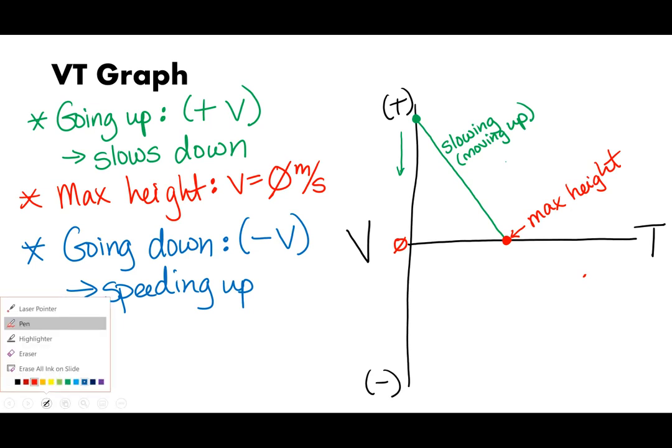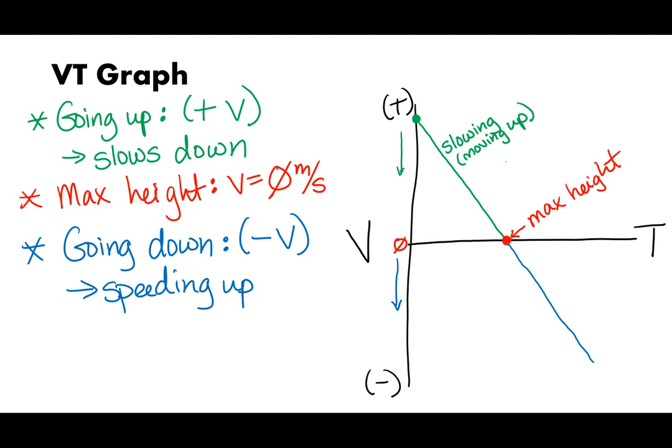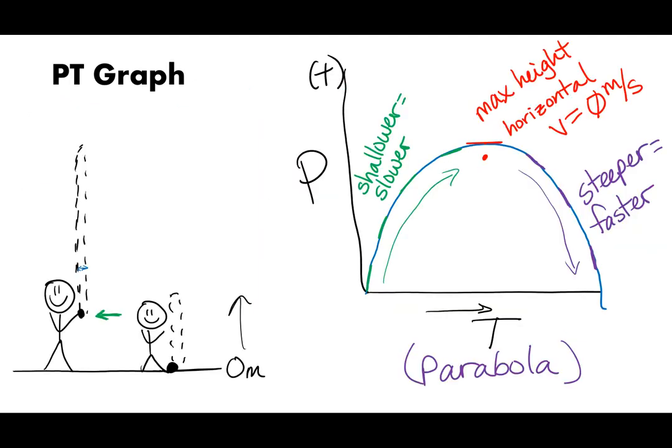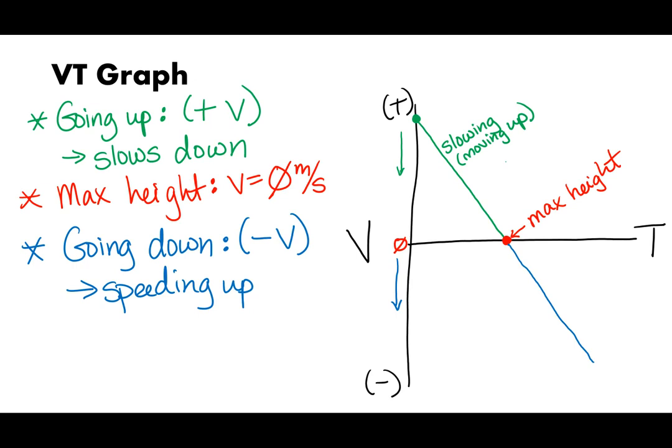Then, as it's going back down, down means negative velocities, and it's speeding up. So that means it's going to go from 0 to larger negative values. So let's add that on. And so what we discover about the velocity time graph for an object that's being thrown up in the air, even though the position time graph is a perfect parabola, the velocity time is a single straight line that starts in the positive, hits 0, and then goes into the negative.